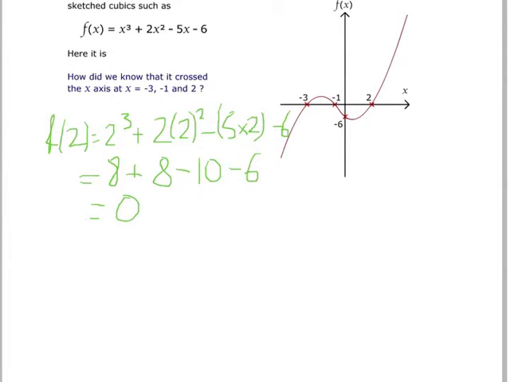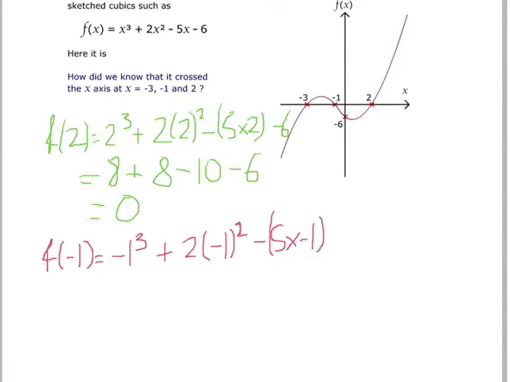Now let's try the next one, which will go for minus 1. So minus 1 cubed plus 2 times minus 1 squared minus 5 times minus 1 minus 6. Well, minus 1 cubed is minus 1. Minus 1 squared times 2 is 2. Minus 5 times minus 1 becomes positive 5 minus 6, which is indeed again 0.